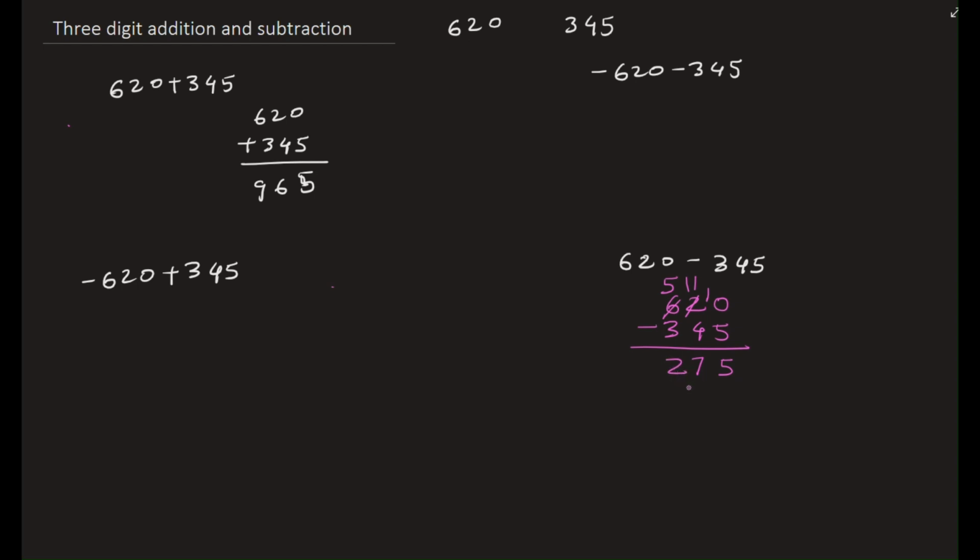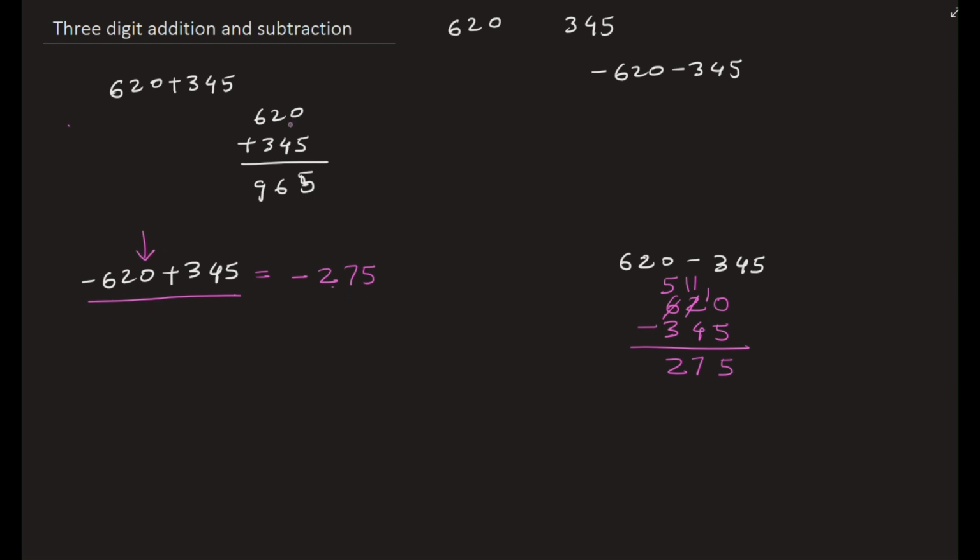The answer is 275. Here the answer is the same, 275, but with a negative sign in the front, negative 275, because the number with the greater absolute value is negative.